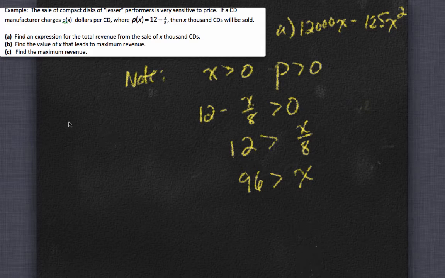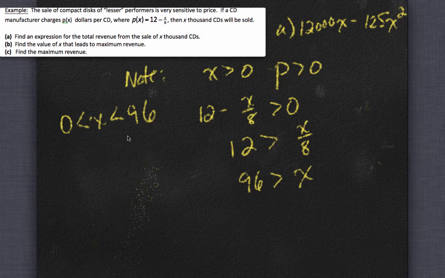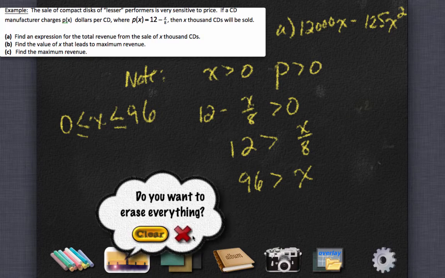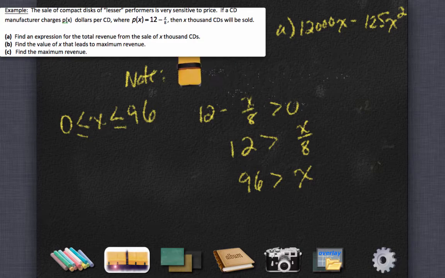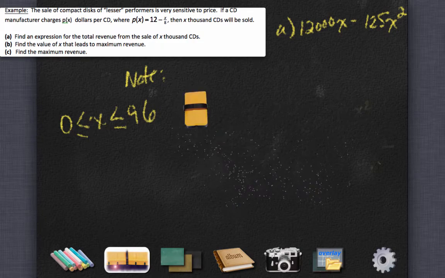Okay, so x has to be between 0 and 96. Theoretically, we could include this. We could sell none, and we could sell it for nothing because we don't know the cost right now. These will result in minimum revenue. They'll both return a 0 revenue, so it's not going to end up being the max anyway. So we could say that the domain is restricted to between 0 and 96, inclusive.